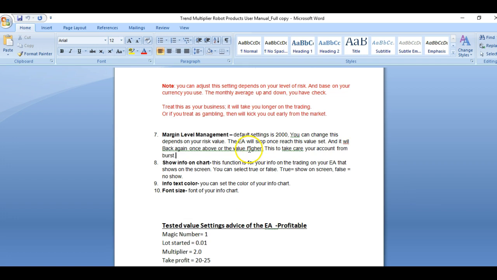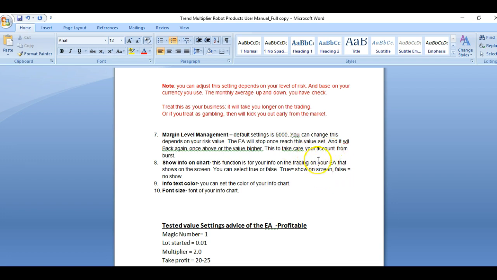So here we also have your margin level management, where the default setting is 2000%. So if the margin level drops to 2000%, the EA won't trade for you anymore. It's because your setting is already hit, and this is to save your capital and your account from a burst. Okay, but if you want to be a bit safer, you can put this maybe at about 5000%, depends on you.